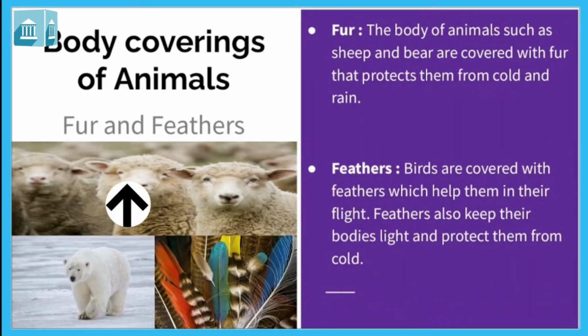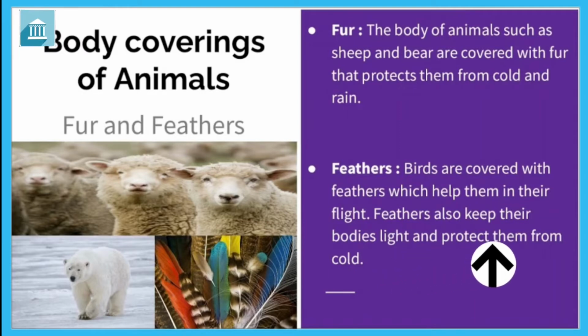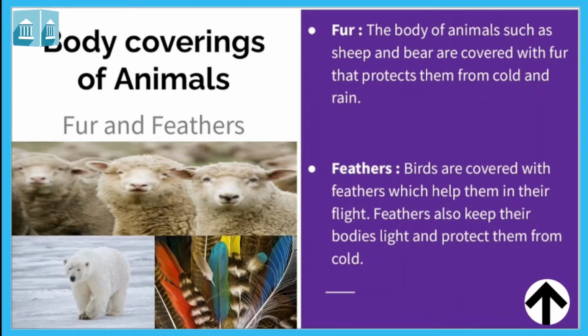Now, the next topic is fur and feathers. Fur. The body of animals such as sheep and deer are covered with fur that protects them from cold and rain. Second, feathers. Birds are covered with feathers which help them in their flight. Feathers also keep their bodies light and protect them from cold.